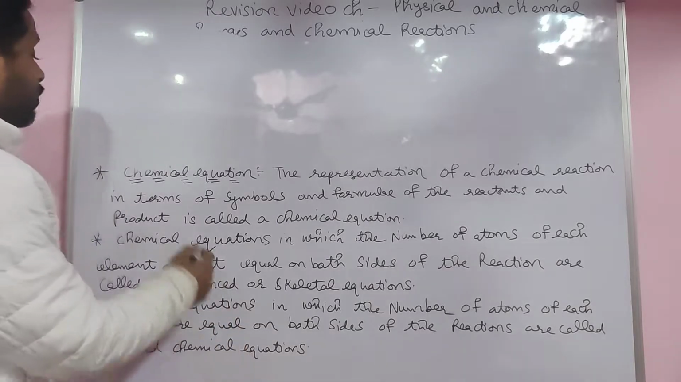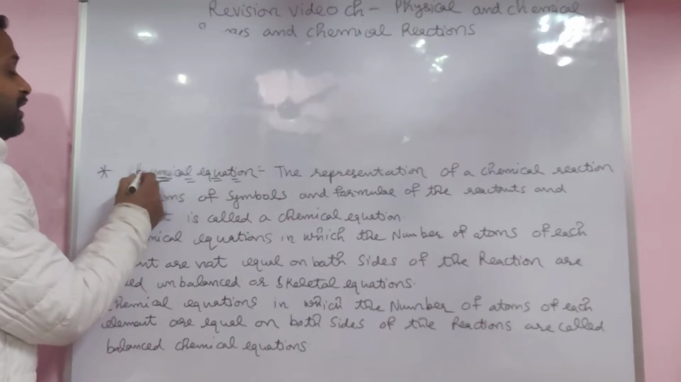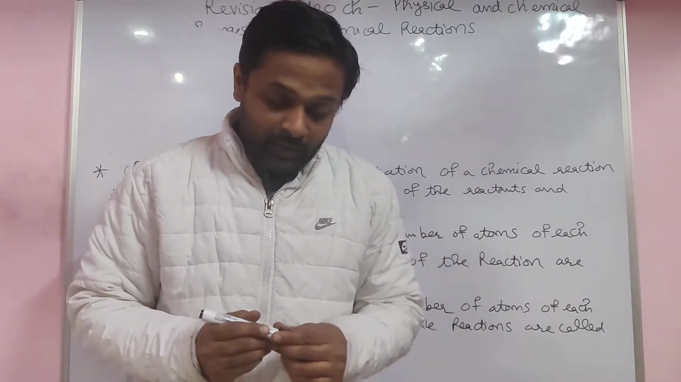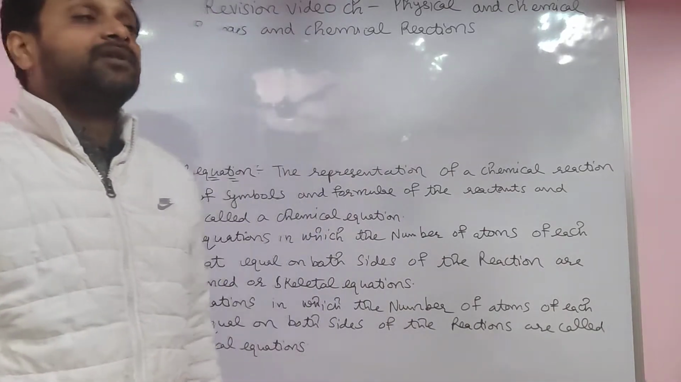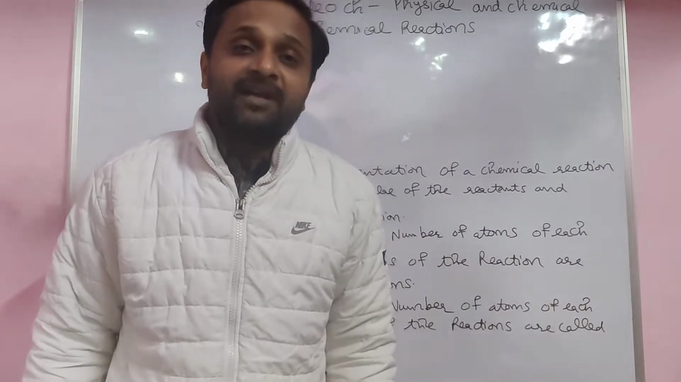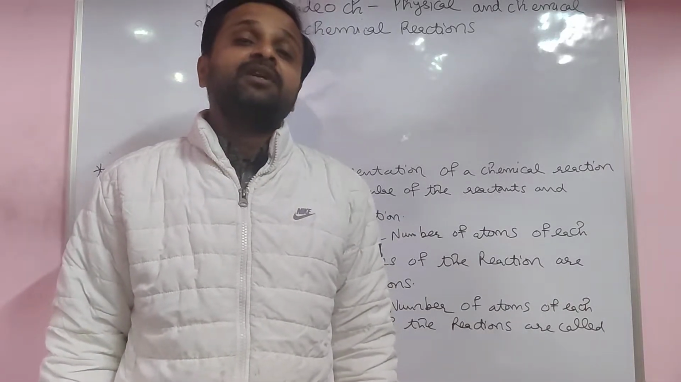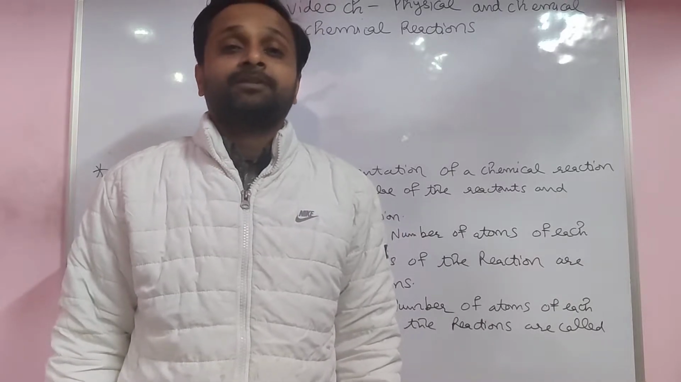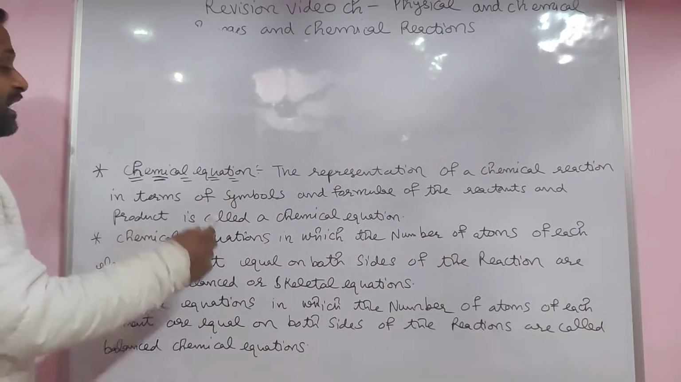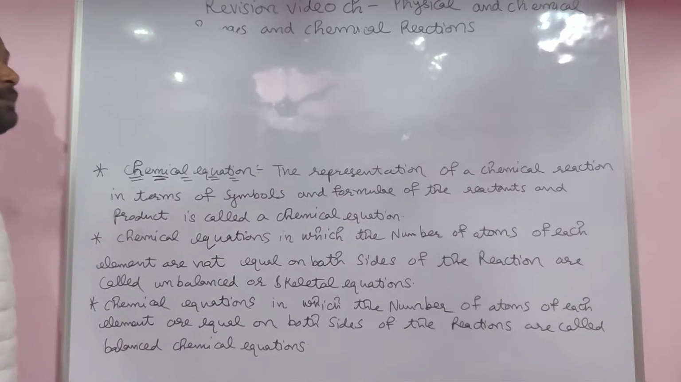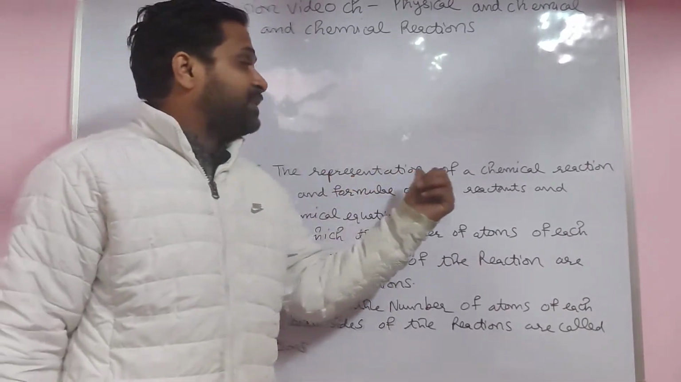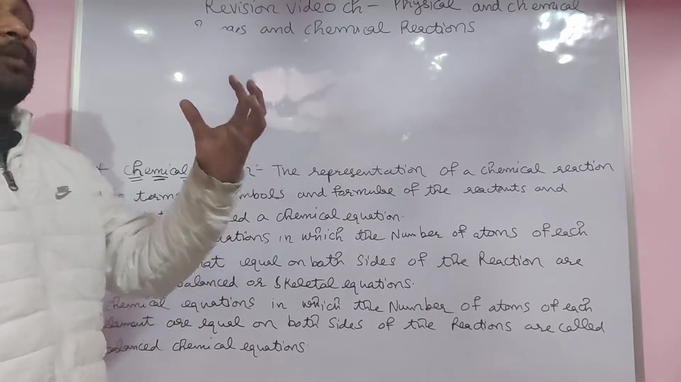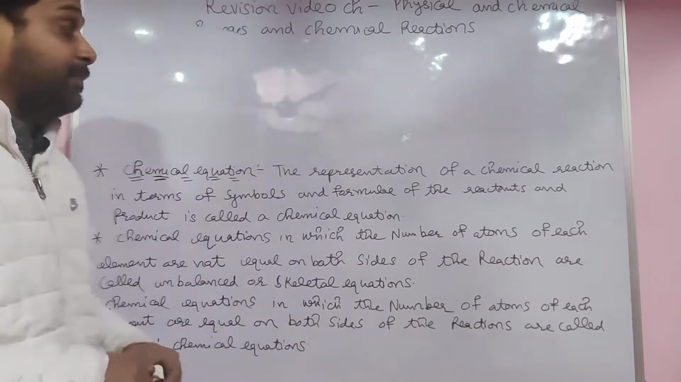First of all, we should know what the chemical equation is. I already told you about the chemical reaction. A chemical reaction involves a chemical change. When two or more reactants combine with each other and give us a new product, or two or more products, that is called a chemical reaction. Now the chemical equation. What is the chemical equation? It is the representation of a chemical reaction in terms of symbols.